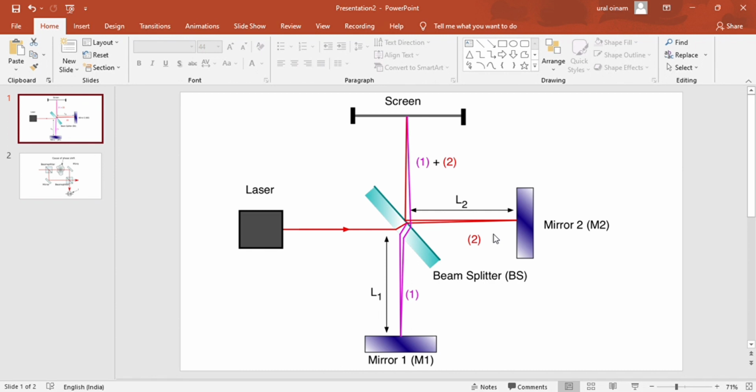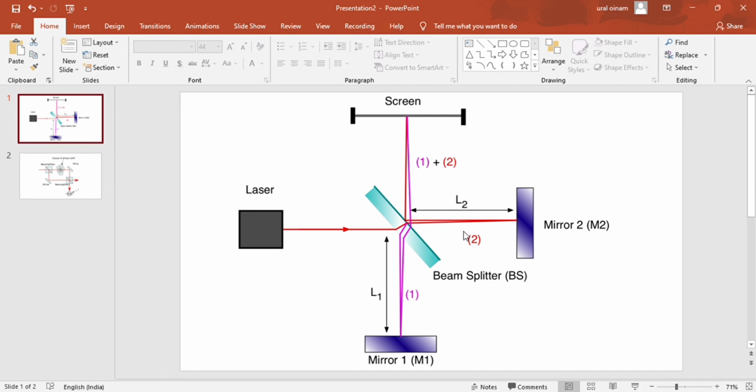So the transmitted and reflected light beams from the beam splitter travel to two separate mirrors, that is mirror 1 and mirror 2, positioned at precisely equal distances from the beam splitter, and these two mirrors reflect the light beams back towards the beam splitter. And it is very necessary because they are going to recombine. The two reflected beams recombine at the beam splitter itself, and then depending upon the path difference between the two beams, from mirror 1 and mirror 2, they may interfere constructively or destructively.